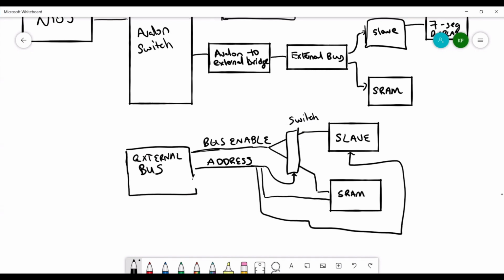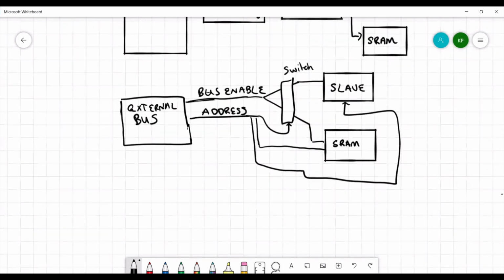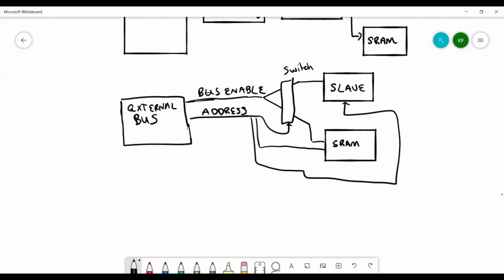Okay, now from each of the slaves, you will get a returning acknowledge and a read data, but the external bus can only take one read data signal and one acknowledge. So that also needs to be split on the way back from those, or merged, I guess.